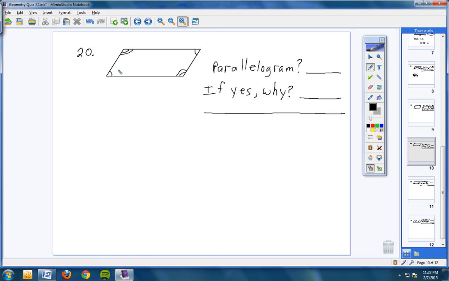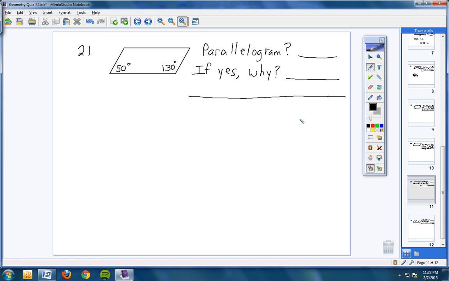All right, moving on to number 20. This angle has one slash and this angle has one slash. Are these opposite angles congruent? Yes, they are. And are these opposite angles here congruent? Yes, they are. So when both sets of opposite angles are congruent, you have a parallelogram. So yes, and the answer is both sets of opposite angles congruent.